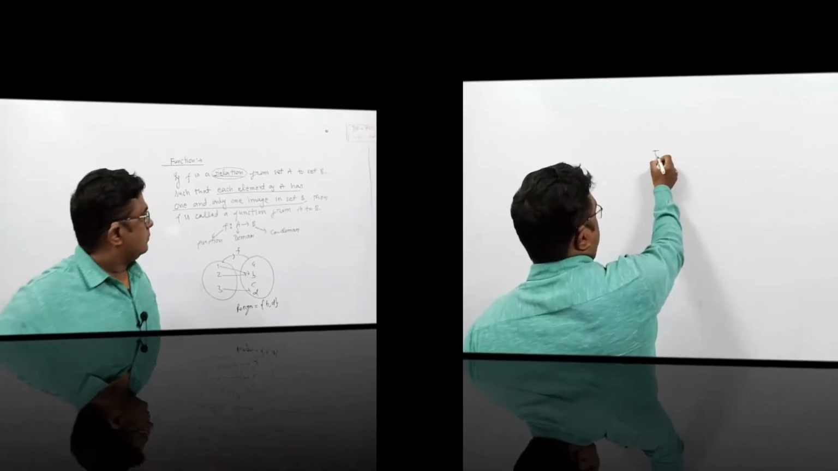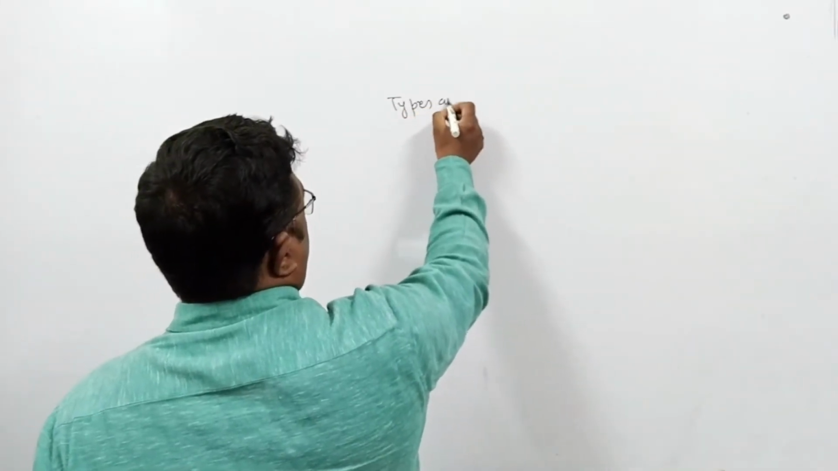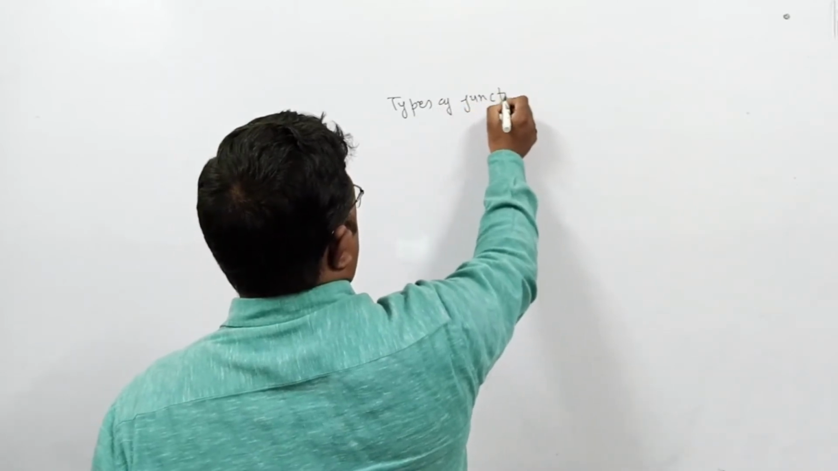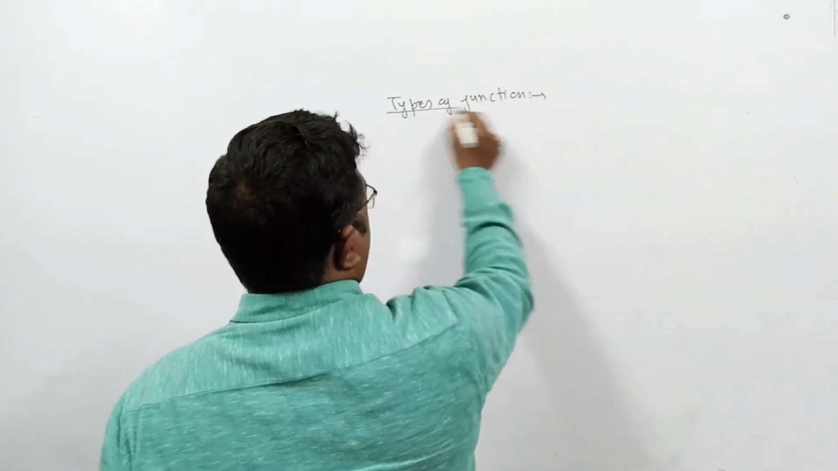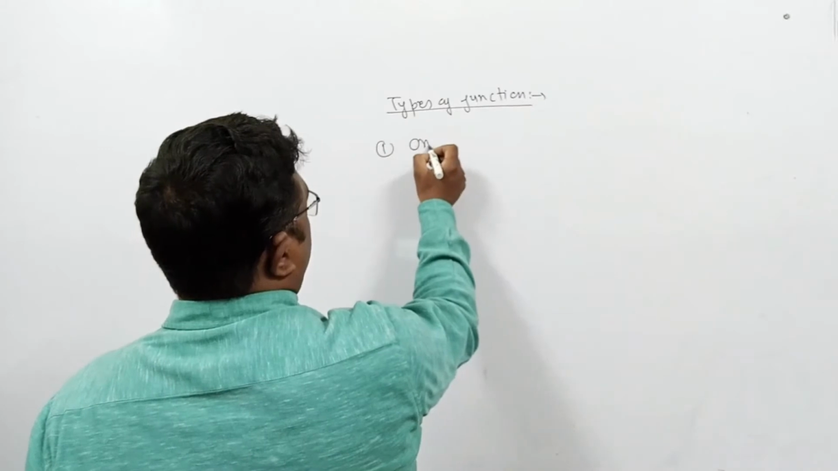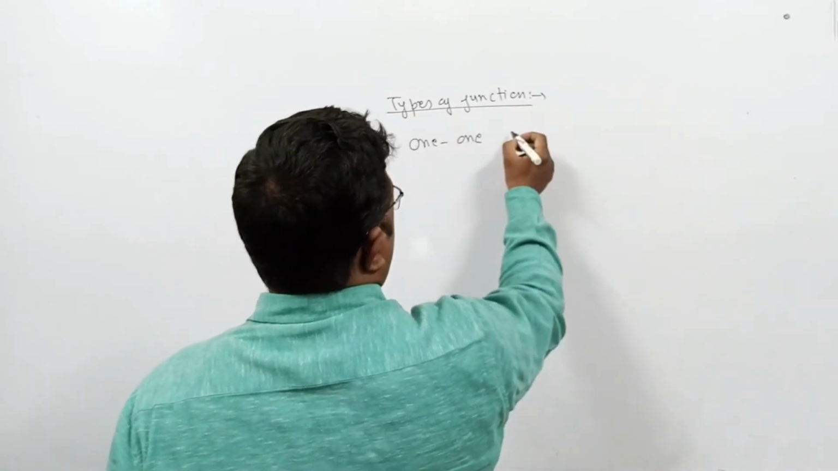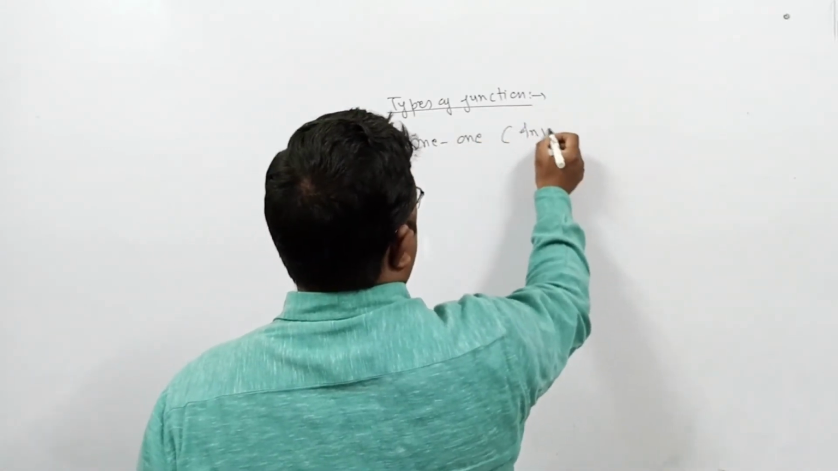We are coming to types of function. Types of function. Number 1: one-one, also called injective.